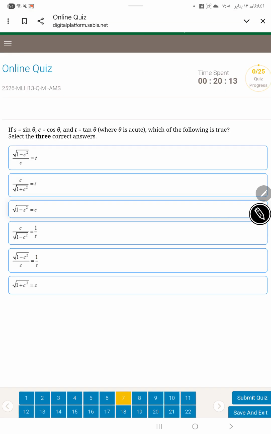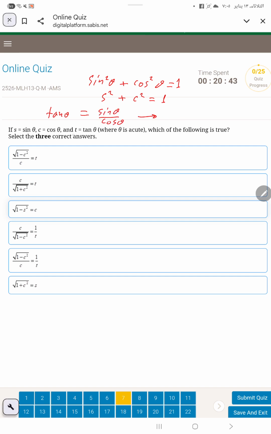For question number 7, we have to memorize the rules. Sine squared theta plus cosine squared theta equals 1. So because we are given s equals sine theta, we can say s squared plus c squared equals 1. Also, we have another rule, which is tan theta is equal to sine theta over cosine theta. This can be written according to the given information here. T is equal to S over C.